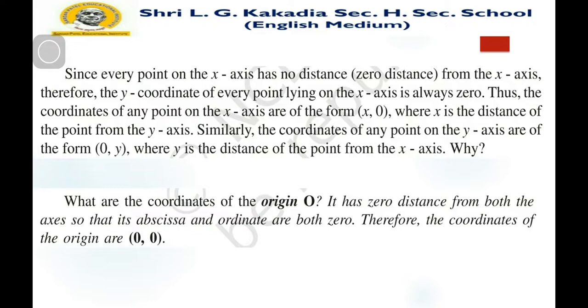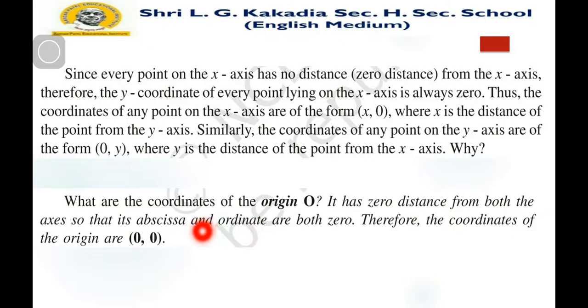abscissa, meaning the coordinate of the x axis, and ordinate, meaning the y coordinate, are both 0. Therefore the coordinates of the origin are (0, 0). Here the first 0 is the abscissa and the second 0 is the ordinate.